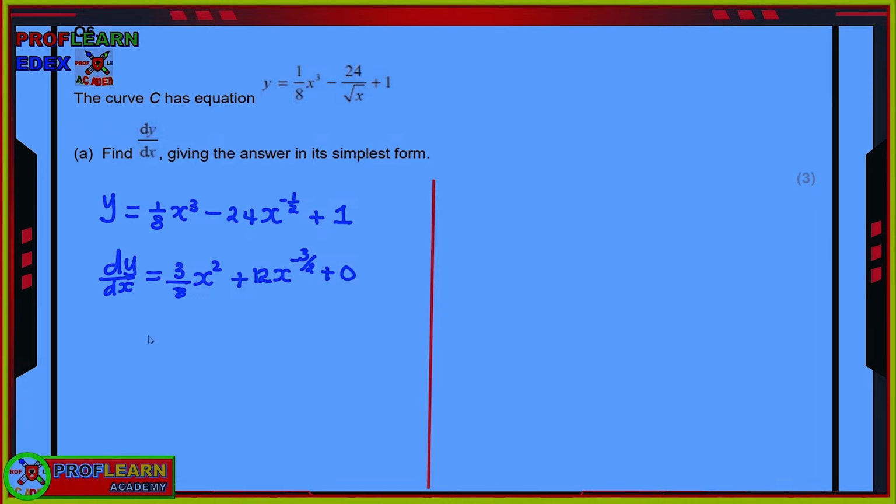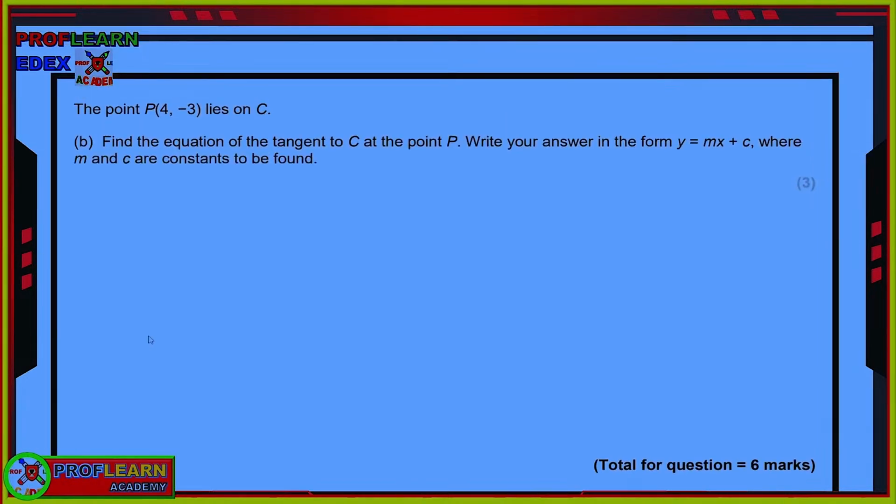All right, then now we need to simplify whatever we have. Let's look at the second part. The point P (4, -3) lies on C.